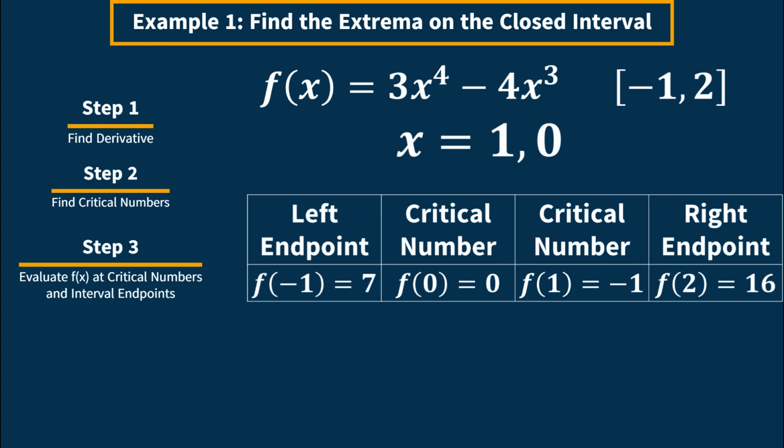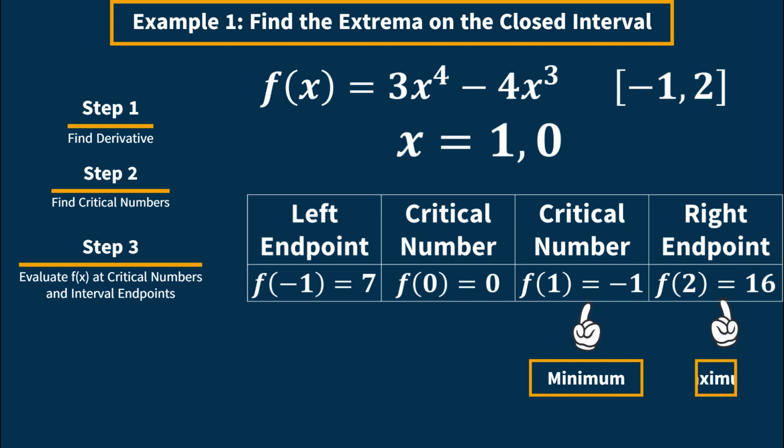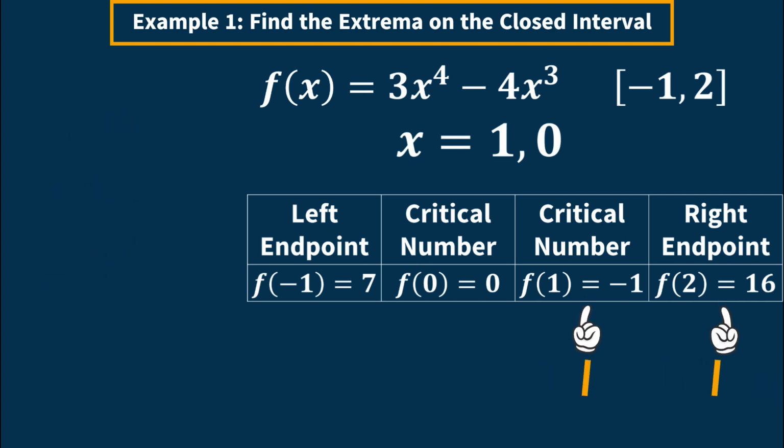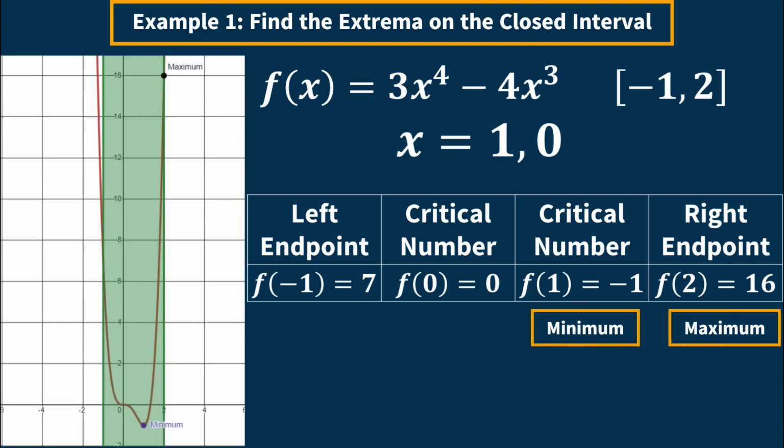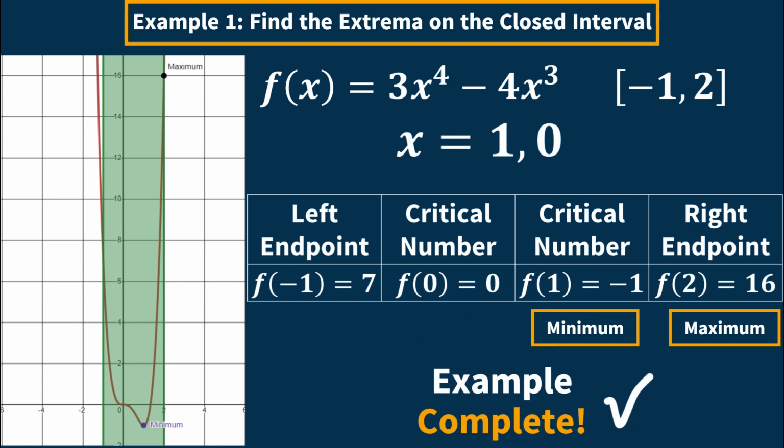From the table, we can see that our minimum is at f of 1, which is equal to -1. Also, we can see that our maximum value is at f of 2, which is equal to 16. Let's take a look at the graph of our problem. Looking at our graph, we can see our maximum and minimum values. Since we have found the maximum and minimum values, this example is complete.